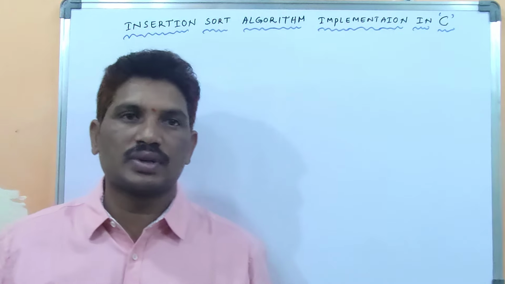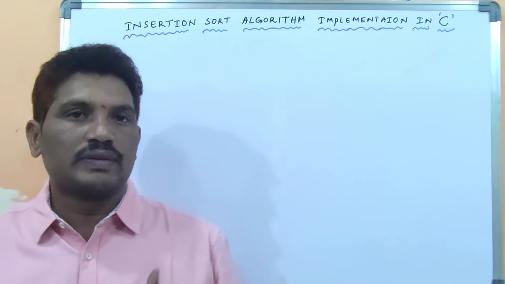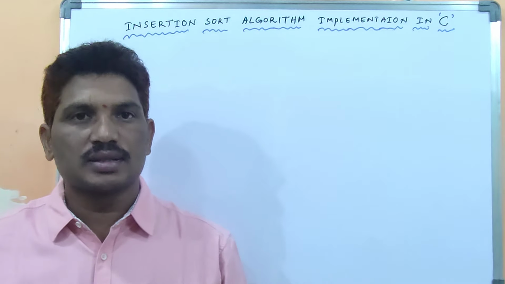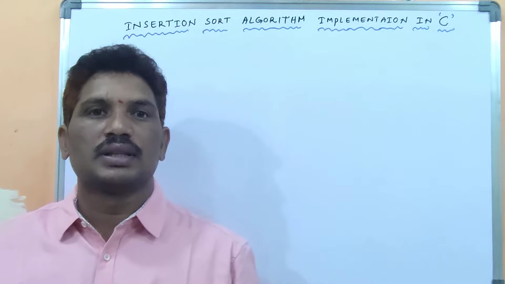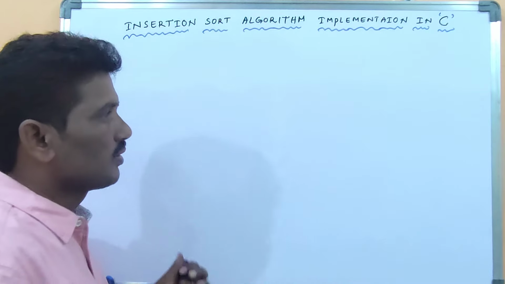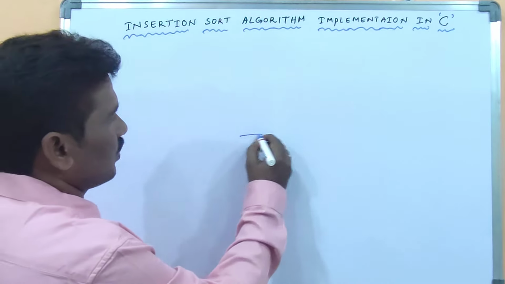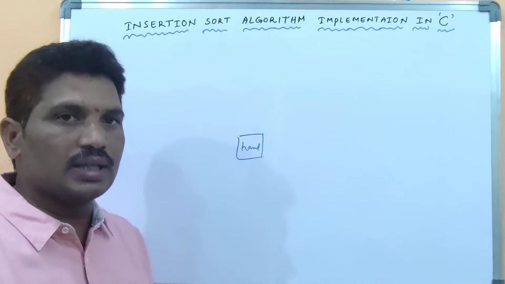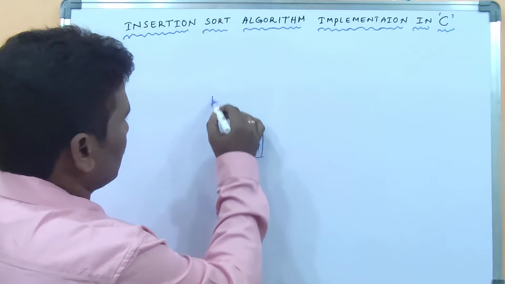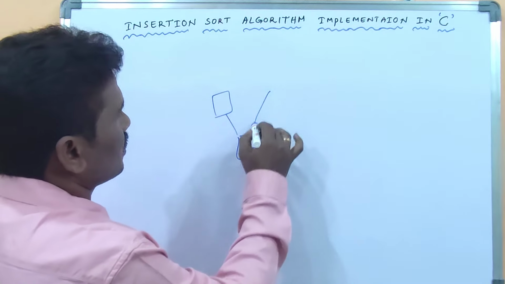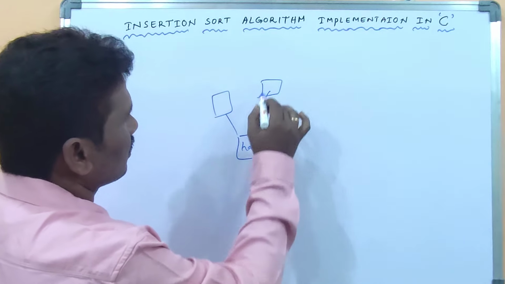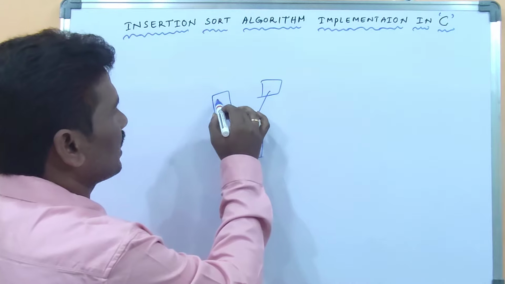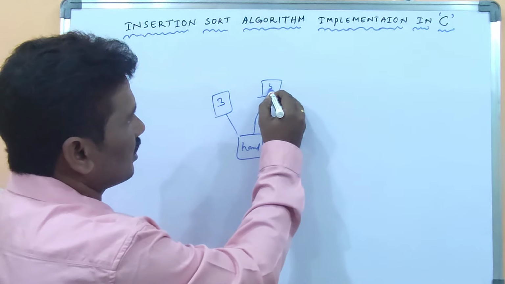Before discussing insertion sort, every student must know about playing cards. For example, there are cards in your hand. Suppose you are holding 2 cards. The first card number is 3, and the second card number is 5.